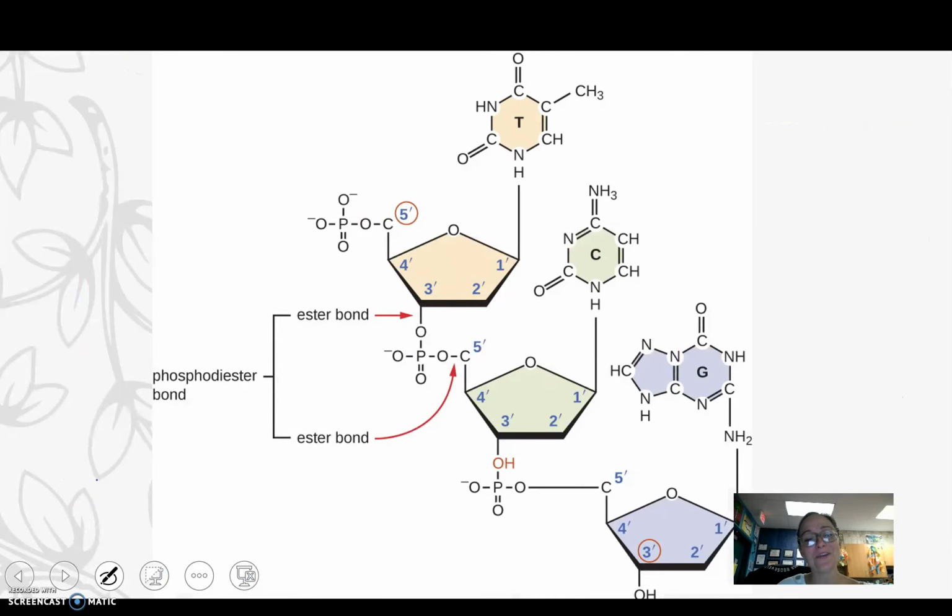All right, so this is just a cute little picture I thought was helpful, maybe to see the phosphodiester bonds forming there. Okay.